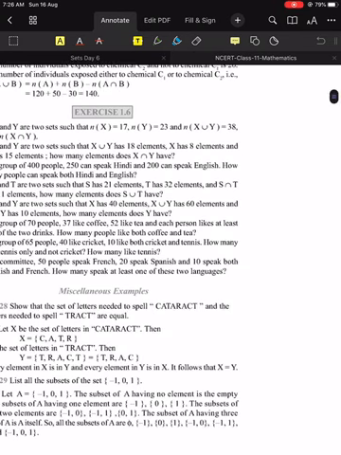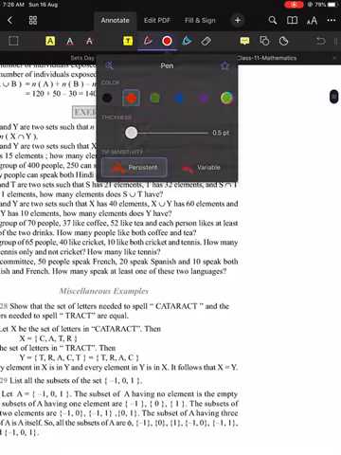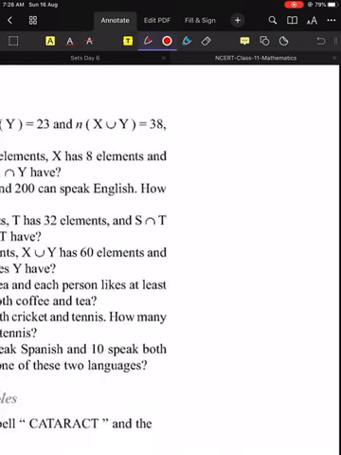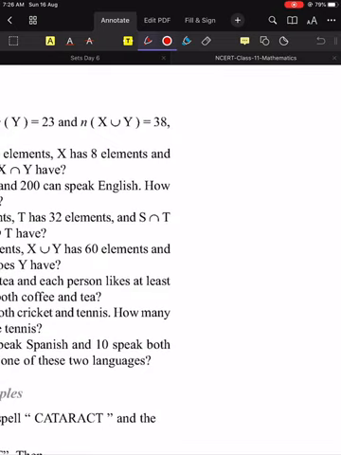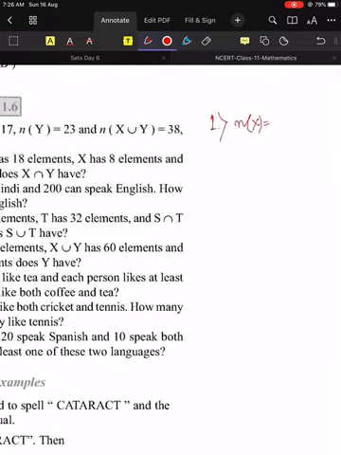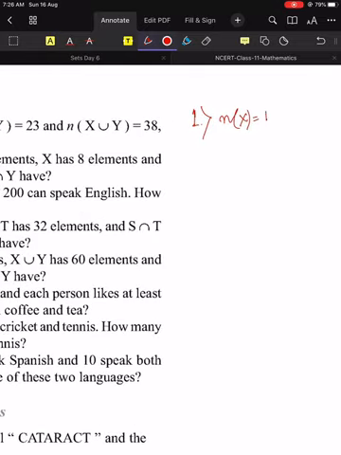So I hope you guys have seen the video which I have forwarded to you. First, what are the facts that are given in the question? We need to write them. n(x) is equal to 17, n(y) is equal to 23, and n(x union y) is equal to 38.